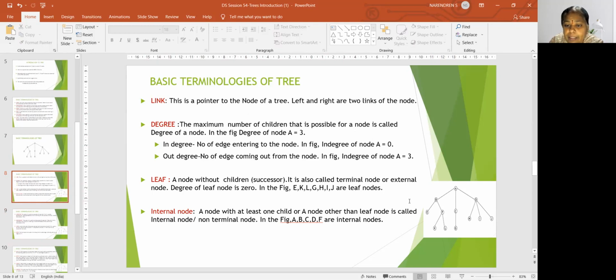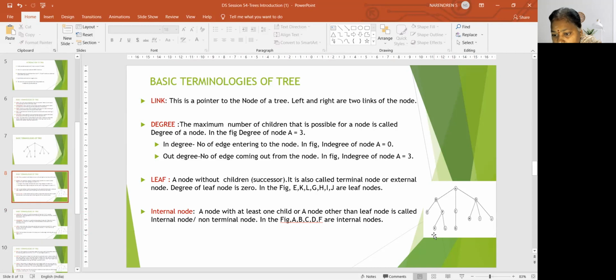It is also called a terminal node or external node. The degree of a leaf node is always 0. It does not have any children. See here, all these last-ended nodes are leaves, meaning they terminate that particular tree. That is called a leaf, a node without children.